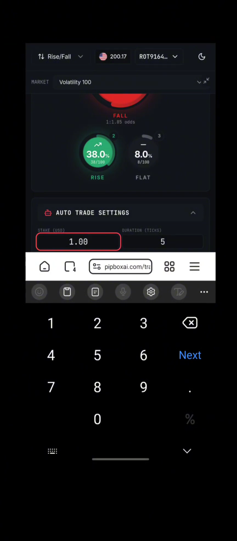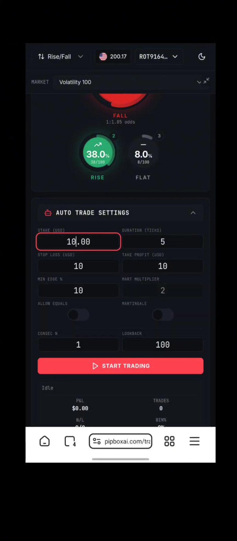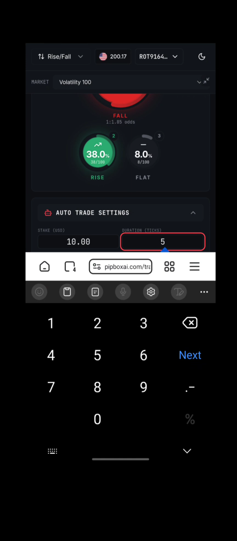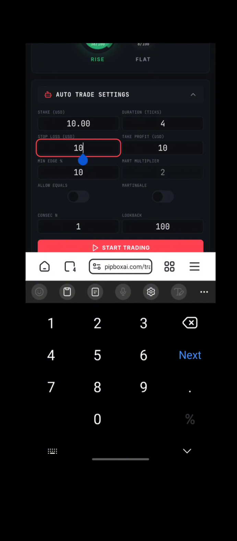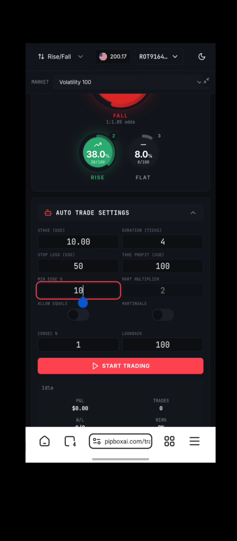So I'm going to have mine, for example, at $10, and I'm going to be targeting 4 ticks each trade, okay. And I'll put my stop loss right there, and then I'll put my take profit right there, and then my minimum age.